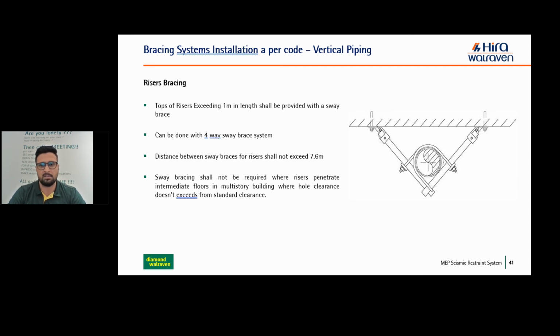If there is an additional brace, then there are certain requirements to follow for the span, like transverse and longitudinal. Risers have their own criteria, with a maximum span of 7.6 meters. And the last point is that bracing shall not be required where risers penetrate intermediate floors. Obviously, if risers pass through intermediate floors in a multi-story building, then there is no need for additional brace for the risers.